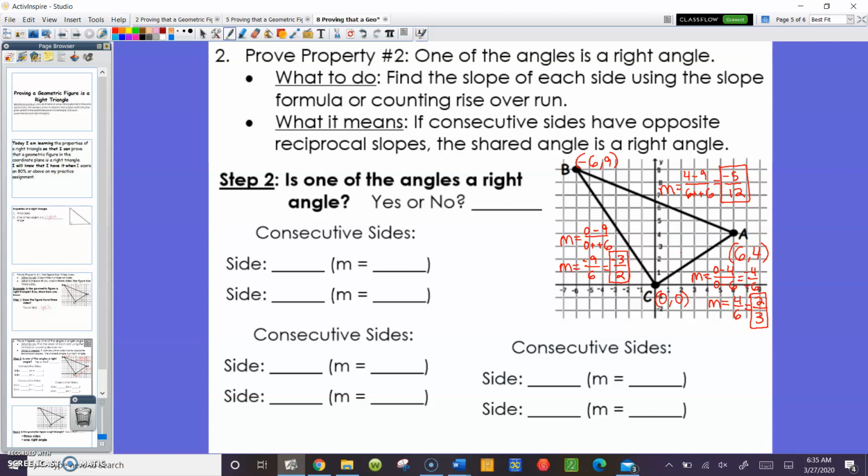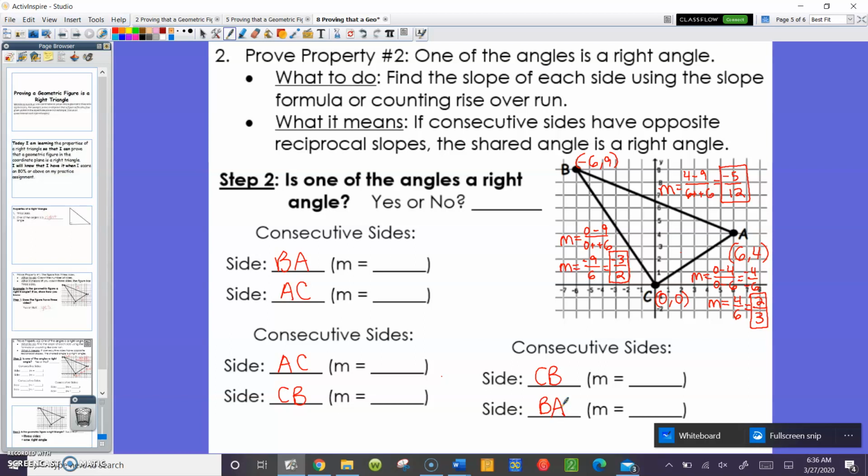Okay, now that I've found the slope of each line segment, if consecutive sides have opposite reciprocal slopes, then the shared angle is a right angle. So we need to look at our consecutive sides. Our first pair of consecutive sides is BA and AC. Our next pair is AC and CB. And our third pair is CB and BA. Again, consecutive sides are just sides that are right beside each other.